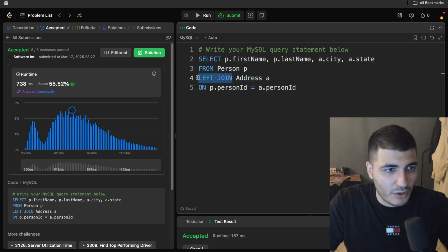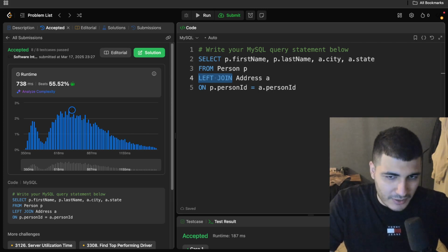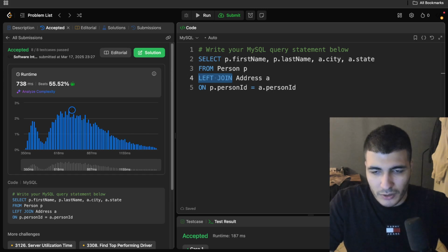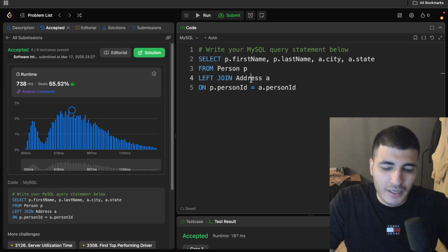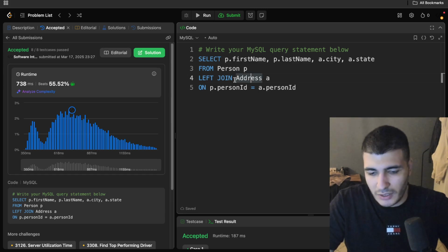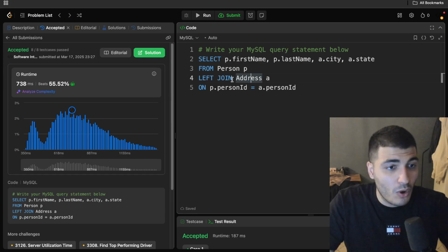And I guess the trick was in the left join, because left join here also runs in O of n plus m, where n and m are the sizes of the person and the address tables. Yeah, this is a classical SQL join problem. Using left join ensures that all persons appear. So the key to solve this problem is if you know what a left join is and what its purpose is.